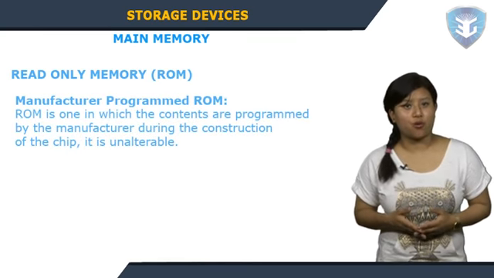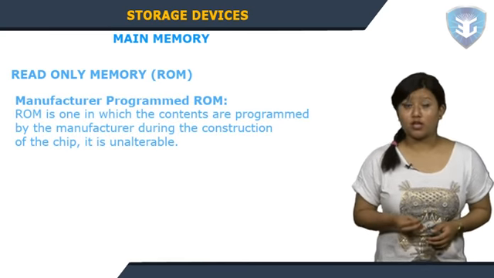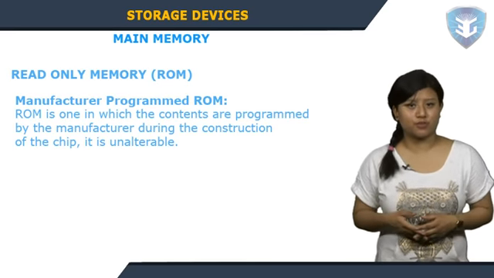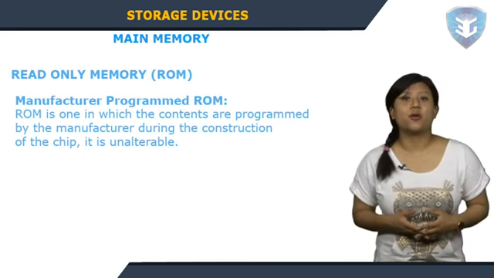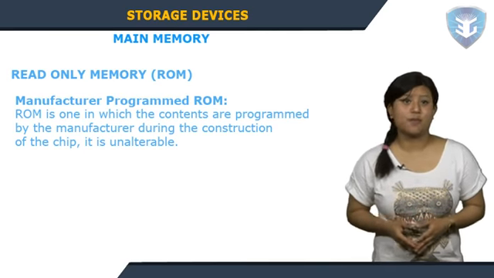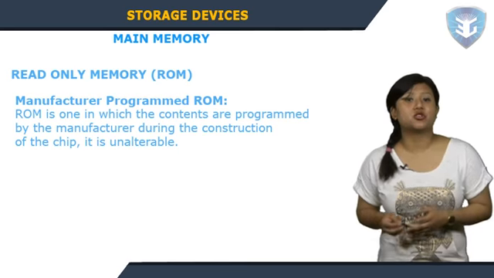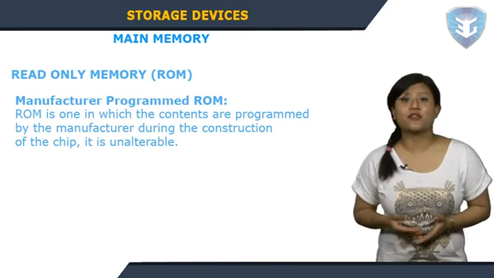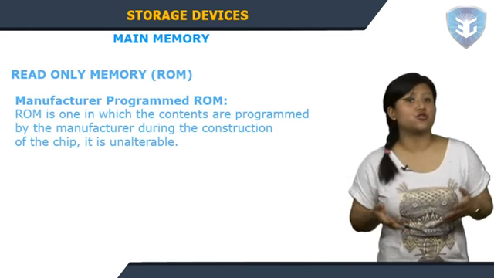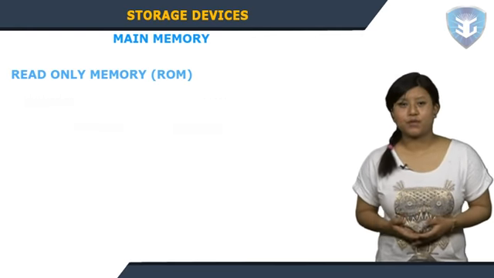Manufacturer-programmed ROM is one in which the contents are programmed by the manufacturer during the construction of the chip. It is unalterable. ROM BIOS means read-only memory basic input-output services. Generally, the ROM chip of a computer stores the operating system, disk drive, printer, drivers, etc. This ROM stores programs and data which do not change and are frequently used.